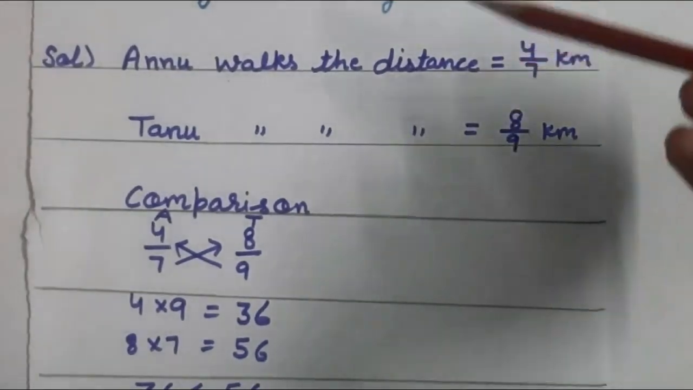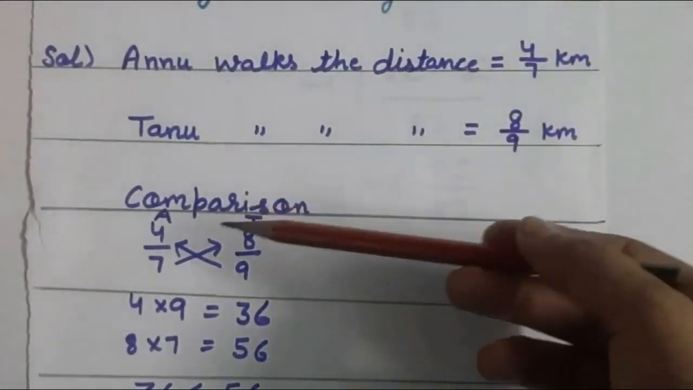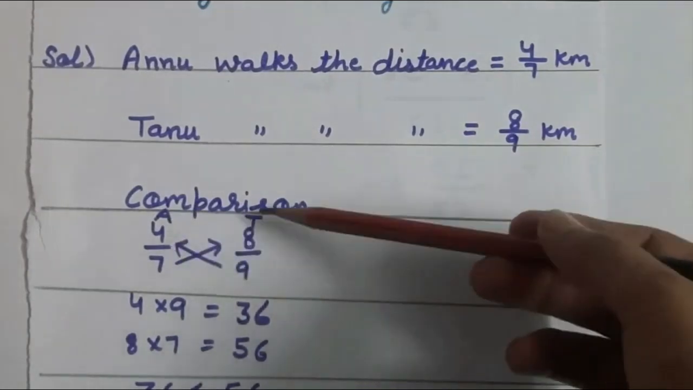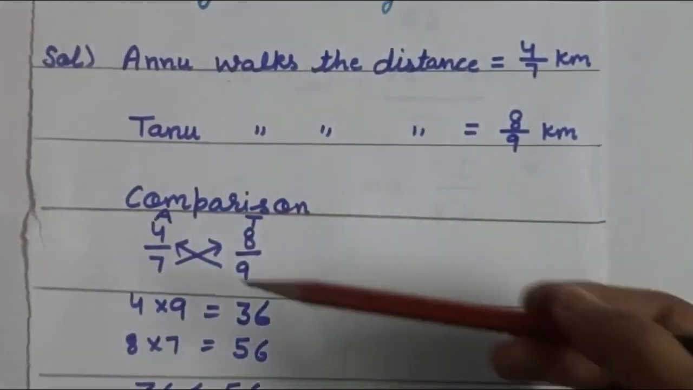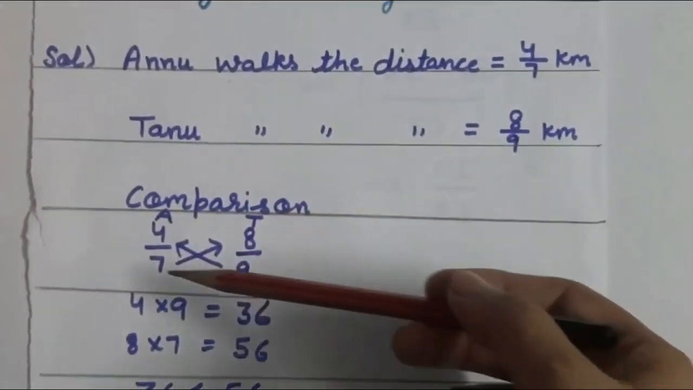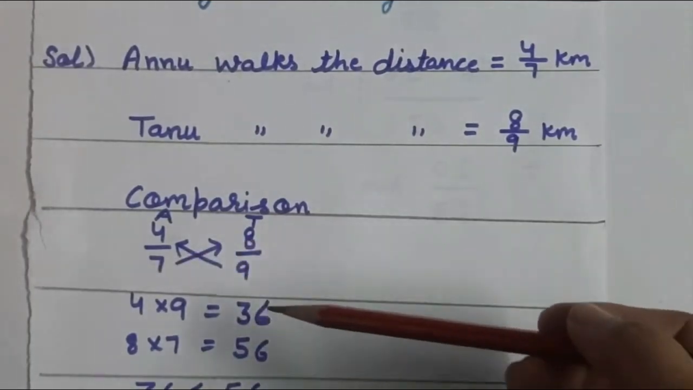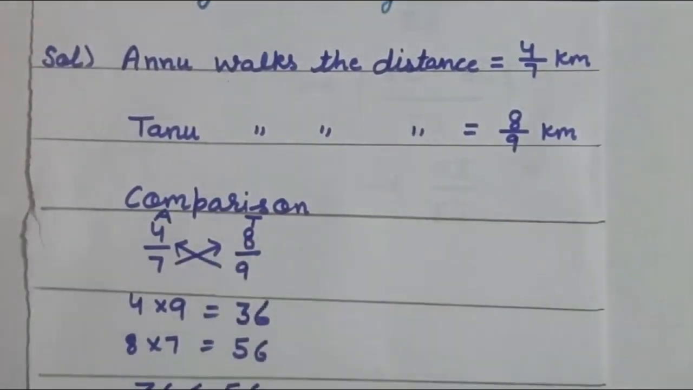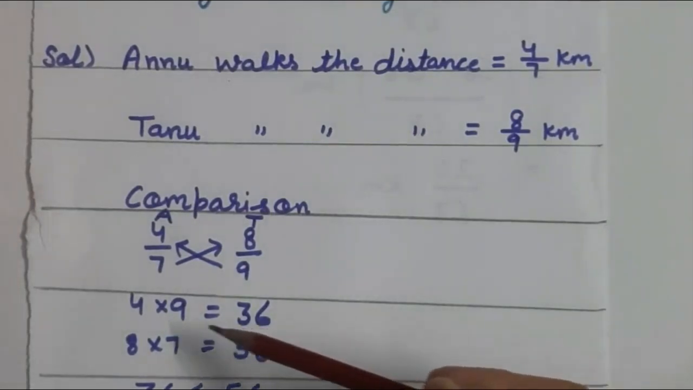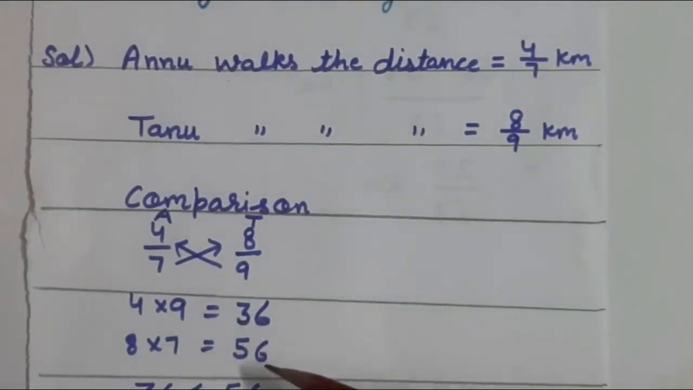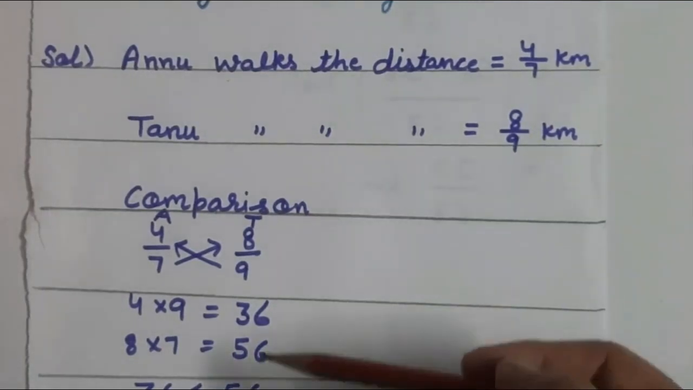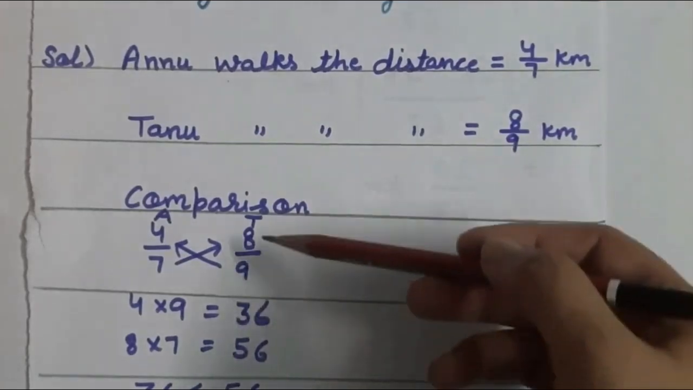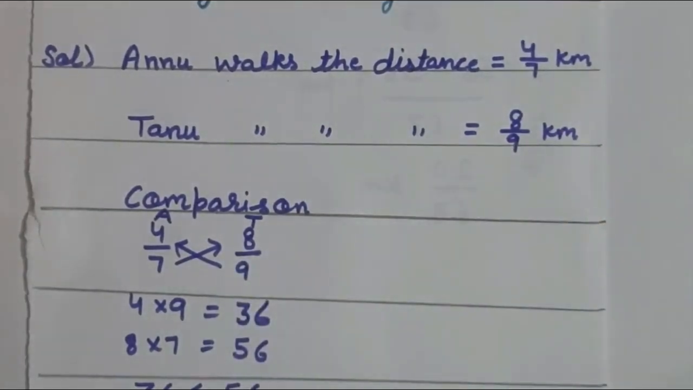Now to tell who walks more, we will do comparison. Anu 4/7 and Tanu 8/9. 4 9s are 36, 7 8s are 56. This is the method of comparison by cross multiplying. So 36 and 56. 56 is more than 36, and 56 belongs to Tanu. So Tanu's fraction is more.